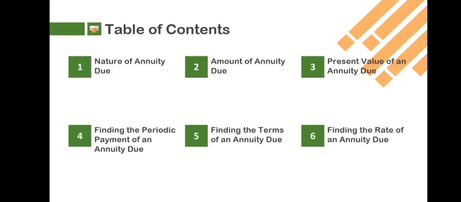But before we proceed, let's have first the table of contents. First is the nature of annuity due. Second is the amount of annuity due, which will be discussed by Mr. Imran Kasid. Third is the present value of an annuity due. Fourth is finding the periodic payment of an annuity due, which will be discussed by me. Fifth is defining the terms of an annuity due. And sixth, finding the rate of an annuity due, which will be discussed by Miss Yasmin Maulana.